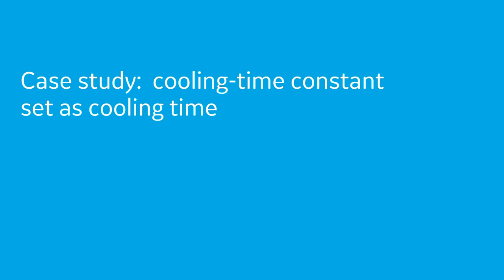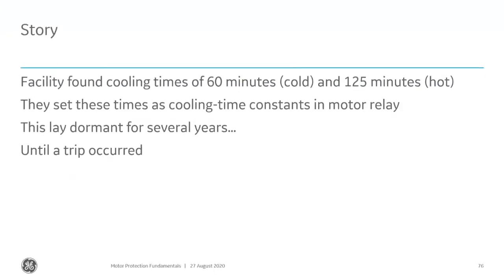Here's another case study of what can go wrong, and this is using the cooling time as the cooling time constant. So the facility found cooling times of 60 minutes cold and 125 minutes hot. They set these times as the cooling time constants in the motor relay. Of course, this setting really doesn't affect anything. It lays dormant for several years until a trip occurs.